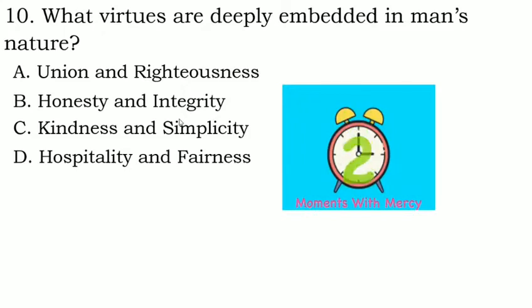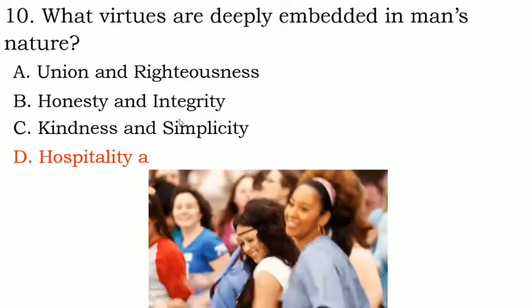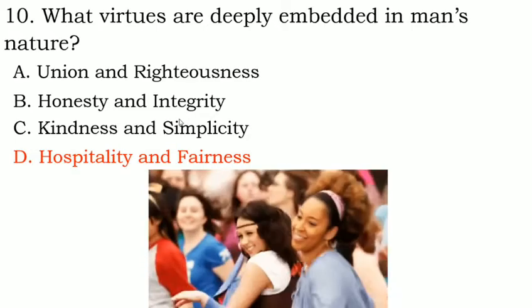Alright, the correct answer here is option D. Hospitality and fairness. Next, under "What's in a new module?" Activity, quote unquote.